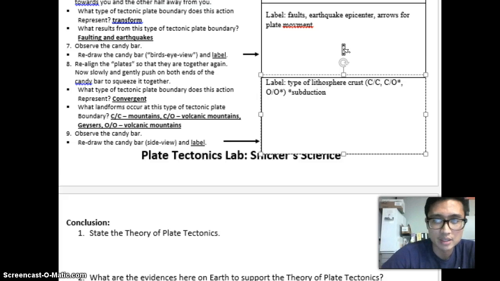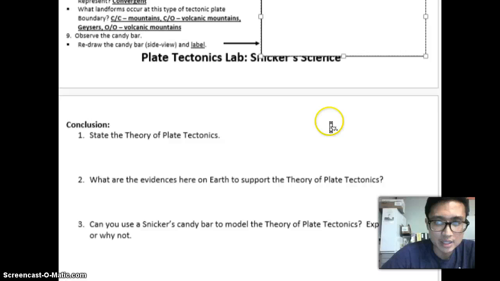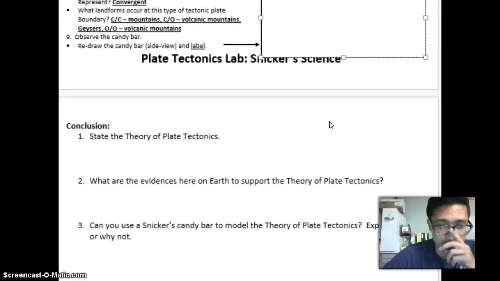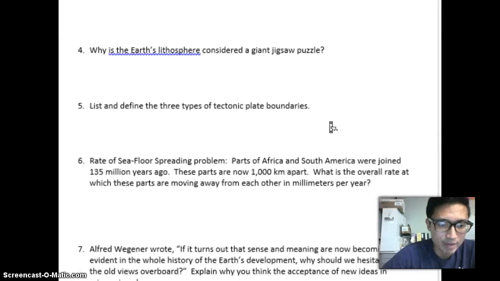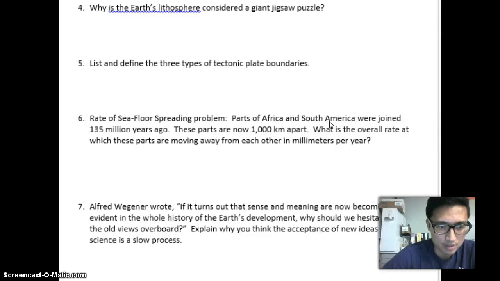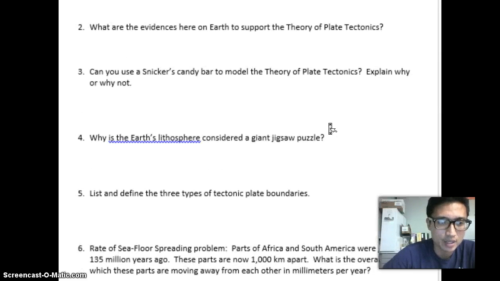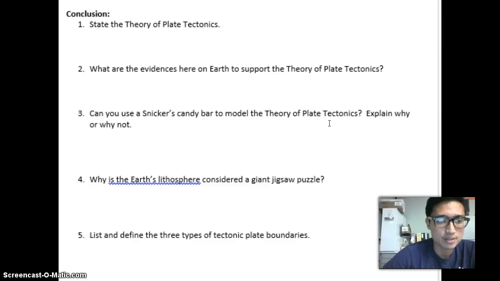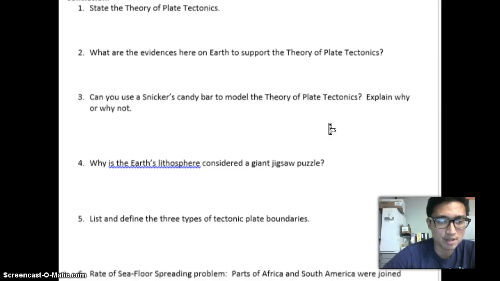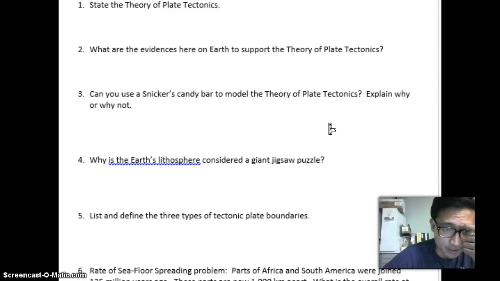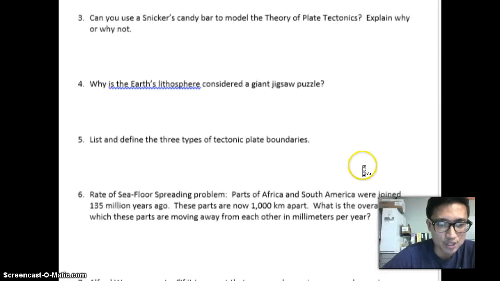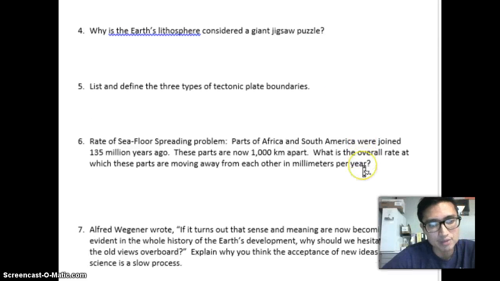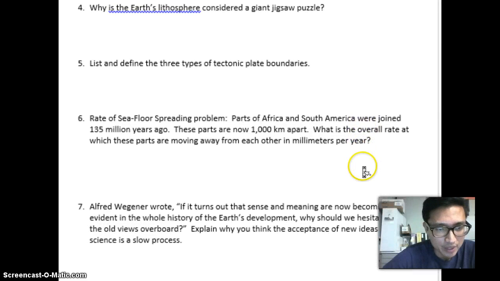Alright, let's see here. And again, redraw and label the candy bars based on the side view. And you have 7 questions that I want you guys to answer. State the theory of plate tectonics. What are the evidences of Earth to support the theory of plate tectonics? Can you use a Snickers bar? Explain how, why not, why is Earth's lithosphere considered a giant jigsaw puzzle? List and define the 3 types of tectonic plate boundaries.